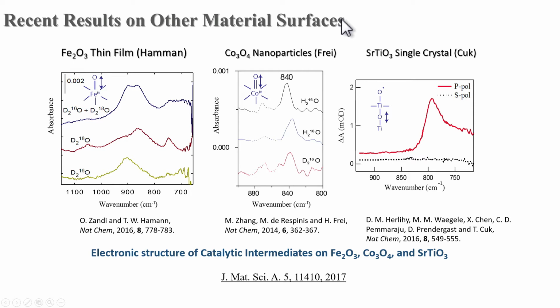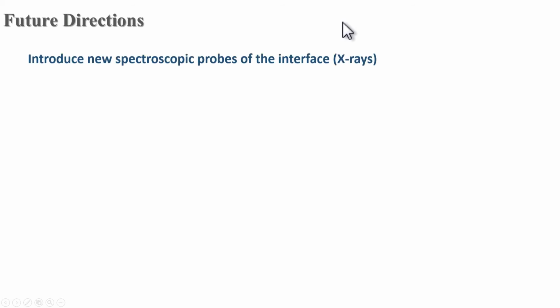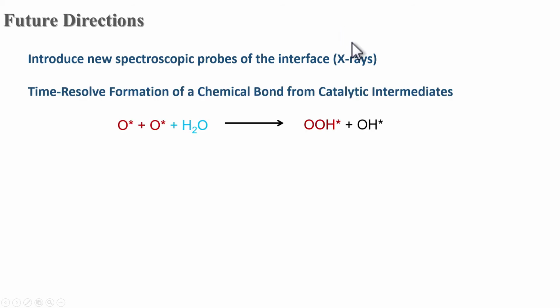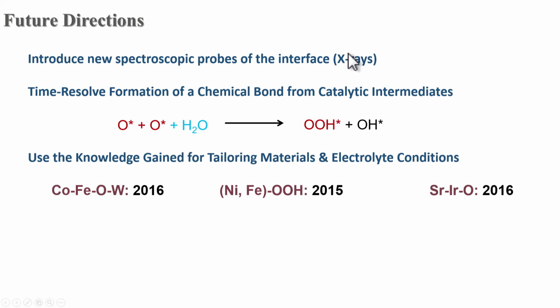Okay? And here are some future directions. Essentially, we would want to introduce other probes of this surface, X-rays to get at the local electronic orbitals quantum mechanically. The other thing we would want to do is time resolve, since we've identified these catalytic intermediates, identify when the first chemical bond happens and how that happens through what interactions with its local environment. Thirdly, now that we know something more about the details of this reaction mechanism, how do we use it for both materials design and designing the conditions of the electrolyte?